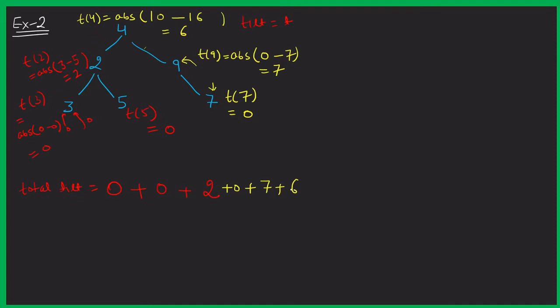Now we will add this also. If we add all these values, we will be getting 7 plus 2, 9, 9 plus 6, 15. So this is the total tilt that we are getting, and we have to return this total tilt. This is the output for this question or this tree.